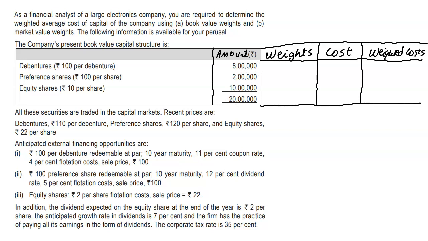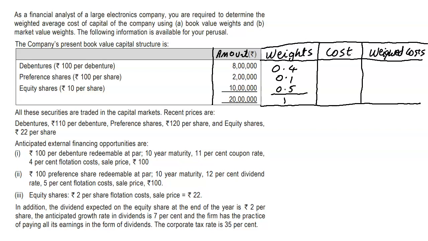8 lakhs upon 20 lakhs is going to give you 0.4. 2 lakhs upon 20 lakhs is going to give you 0.1. 10 lakhs upon 20 lakhs is going to give you 0.5. And therefore we know the total anyhow has to be 1. You can add it up and you realize it's going to be 1. So I'm done with weights.